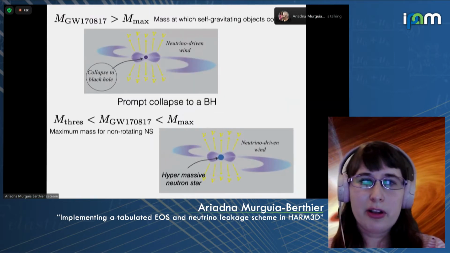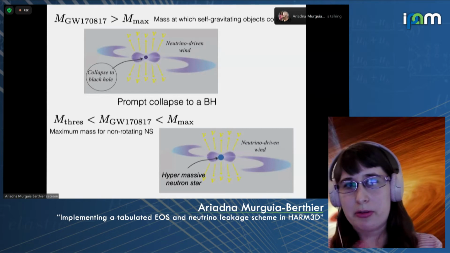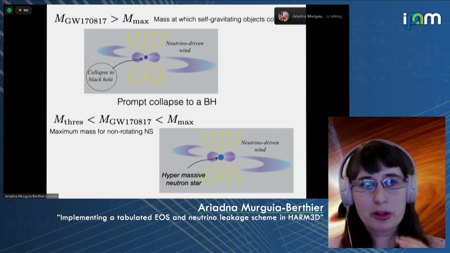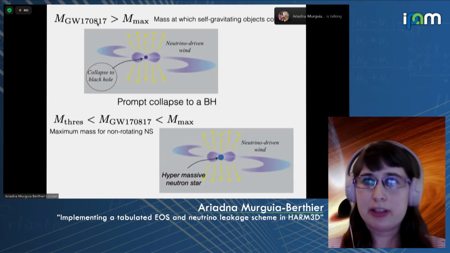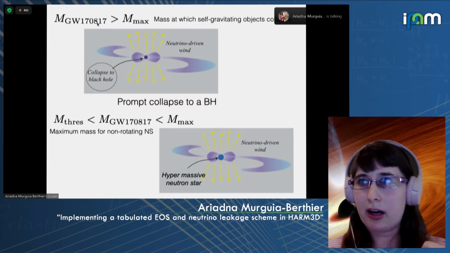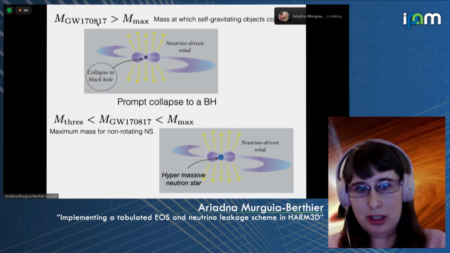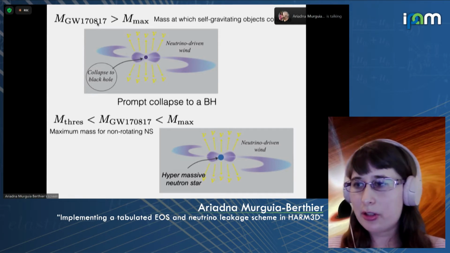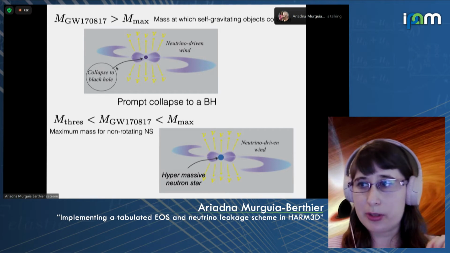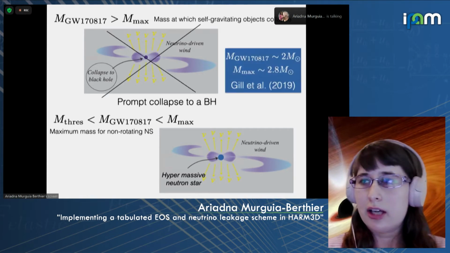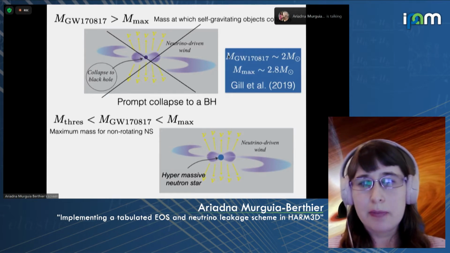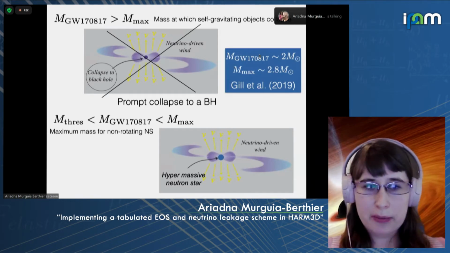So what happens? As the binary merges, there are several options for the resulting object depending on the final mass of the merger. We have a first threshold mass. If the mass of the remnant is larger than the mass above which all gravitating objects collapse, then it will just promptly collapse into a black hole. If it is less than this maximum mass, the result is going to be a hypermassive neutron star surrounded by an accretion disk. In particular, we know that this is not the case for GW170817 because the mass of the remnant is less than the maximum allowed mass. So prompt collapse has already been ruled out.